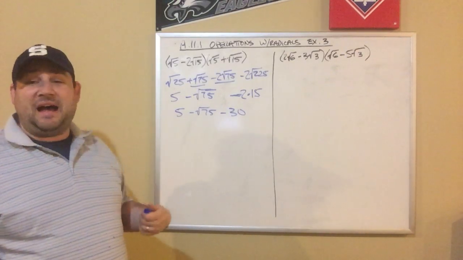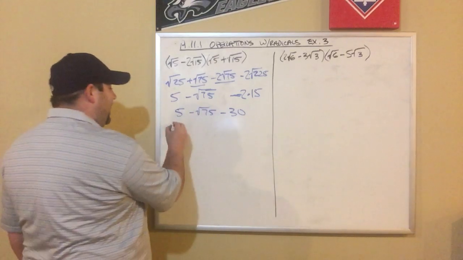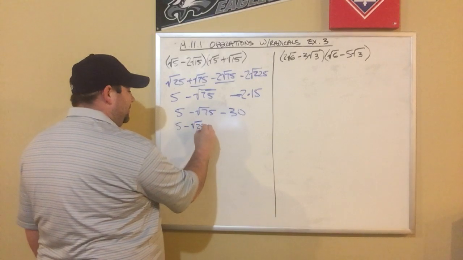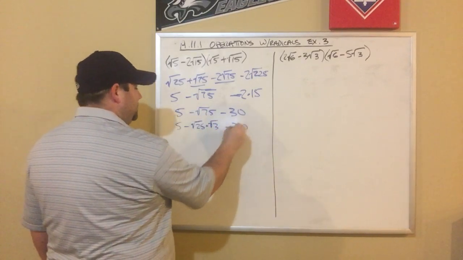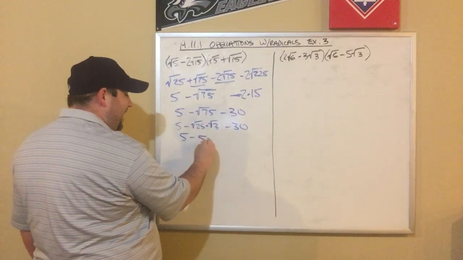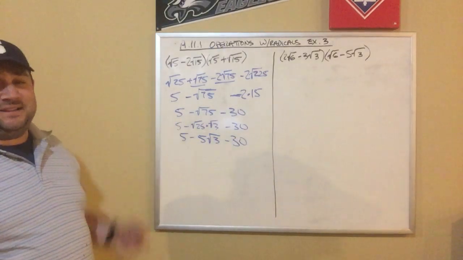The square root of 75, can you think of a perfect square that goes into that? Yes, I can. I know 25 goes into that. So this could be root 25 times root 3, because 25 times 3 is 75. So now the square root of 25 is 5. I got 5 minus 5 root 3 minus 30. So now I've simplified that square root.